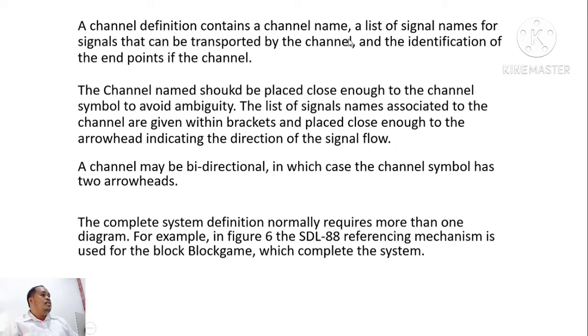A channel definition contains a channel name, a list of signal names for signals that can be transported by the channel, and the identification of the endpoints of the channel. The channel name should be placed close enough to the channel symbol to avoid ambiguity. The list of signal names associated to the channel are given within brackets and placed close enough to the arrowhead, indicating the direction of the signal flow. A channel may be bidirectional, in which case the symbol has two arrowheads.